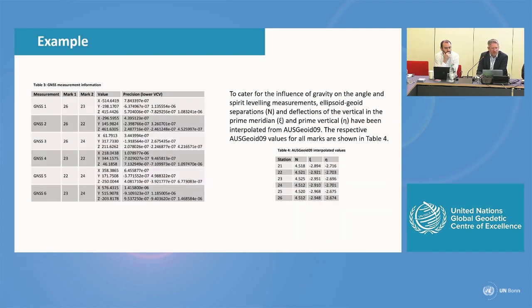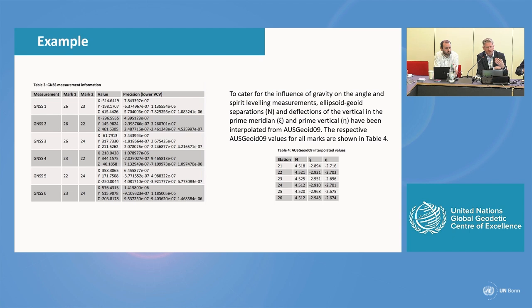And what comes out the other end? To cater for the influence of gravity, you actually need to introduce these N values, or the geoid-ellipsoid separation values. So as part of this survey control network, you need to make sure that if you've only got level data, it might be an orthometric height. So you need to apply a geoid to ellipsoid separation to translate that orthometric height into an ellipsoid height to run it through the adjustment.